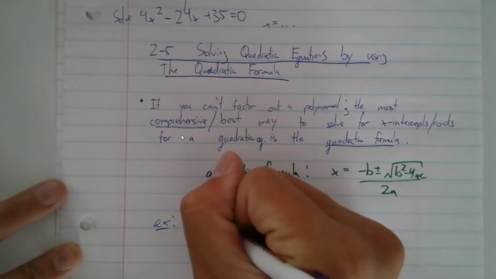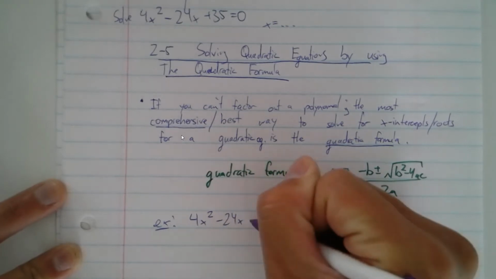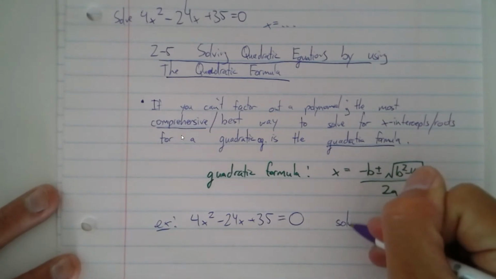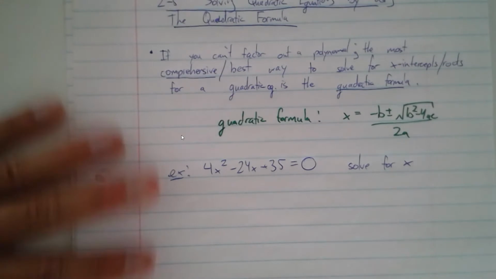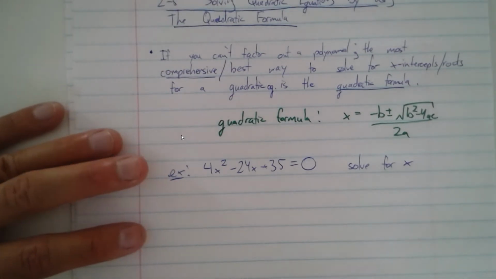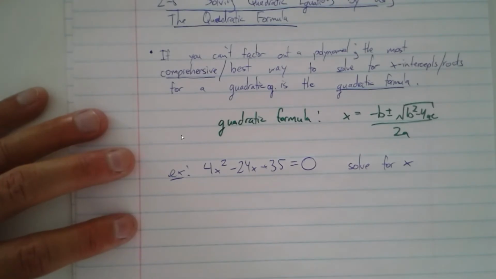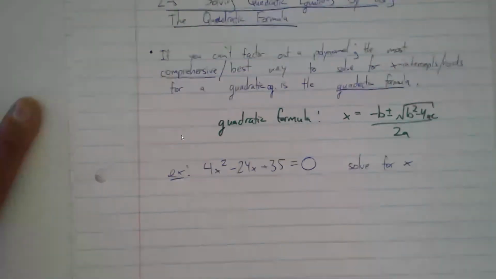So let's go back. 4x squared minus 24x plus 35 is equal to 0. And you must solve for x. Does anybody have any suggestions for what we should do now to solve for x? Okay, Indigo. What are you doing? Half the people here are like, what is she doing? I don't know what she's doing.